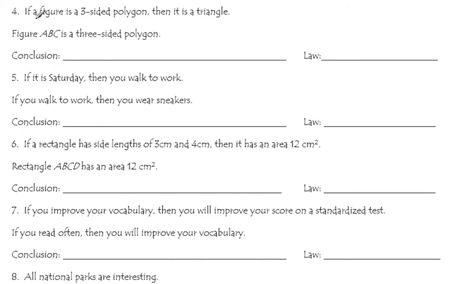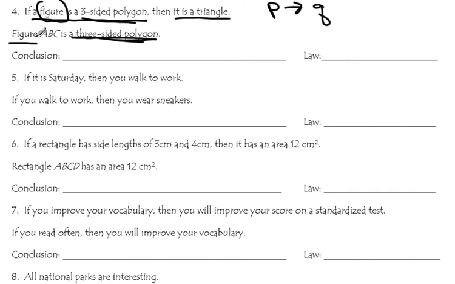Okay, number 4, we start by identifying our P's, Q's, and R's, if there are any. A figure is a 3-sided polygon, that's going to be P. Then it is a triangle, that's going to be Q. In the next sentence, we're told that figure ABC is a 3-sided polygon. So all we've done is identified a figure that is a 3-sided polygon. Naming it ABC doesn't give it a new letter. It's just identifying a figure that is a 3-sided polygon. So that's still referring to P.